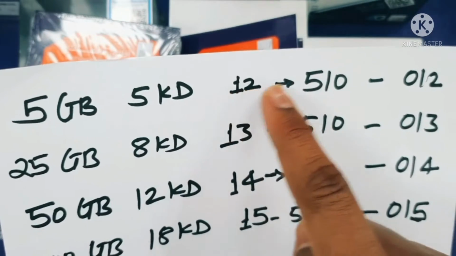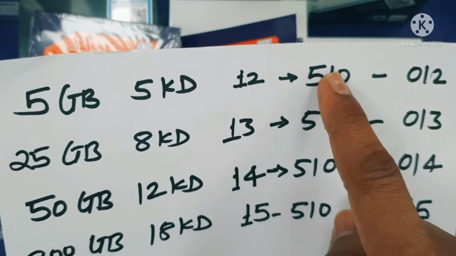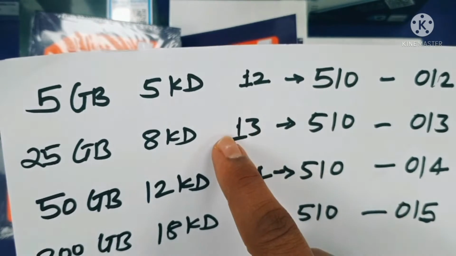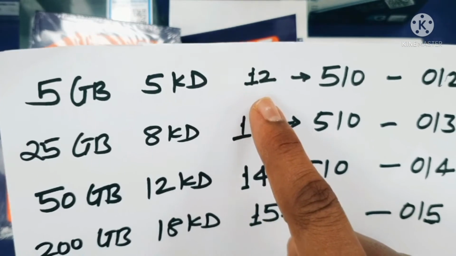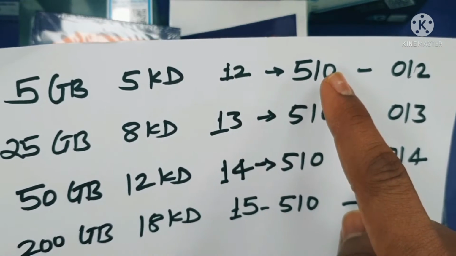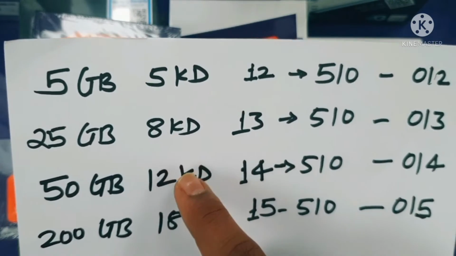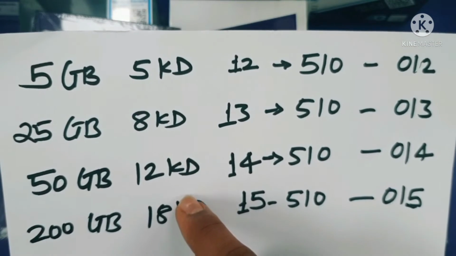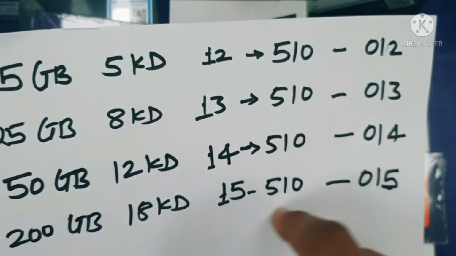Activate 12 to 510. Same plan, if you want to deactivate, send 012 to 510. Otherwise, whenever you activate this plan, it will auto renew. So you must deactivate the plan first, and then you can go to 8KD, 12KD or any other, add the voucher card or add the amount to your account, and then you can activate any of those plans.